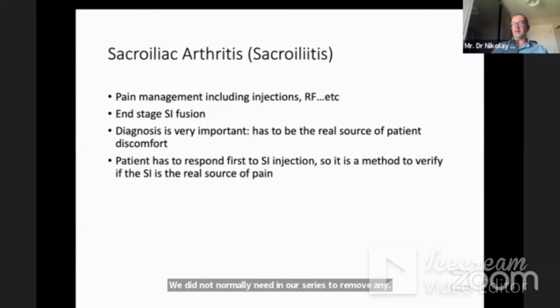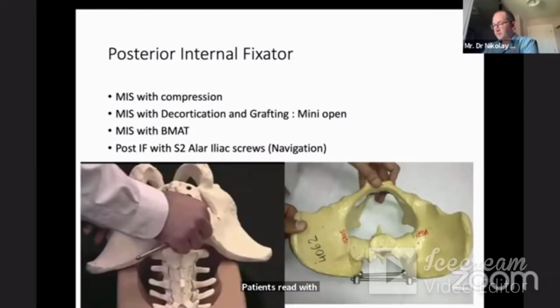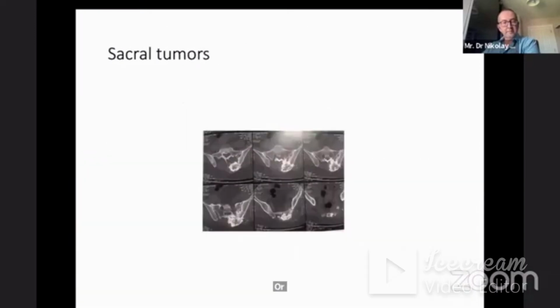We are even using this ilioiliac fixation now for patients who need sacroiliac fusions, putting them in minimally invasively and causing compression. In some cases, we use BMAC or grafting to cause more rapid fusion. It works very well as well.